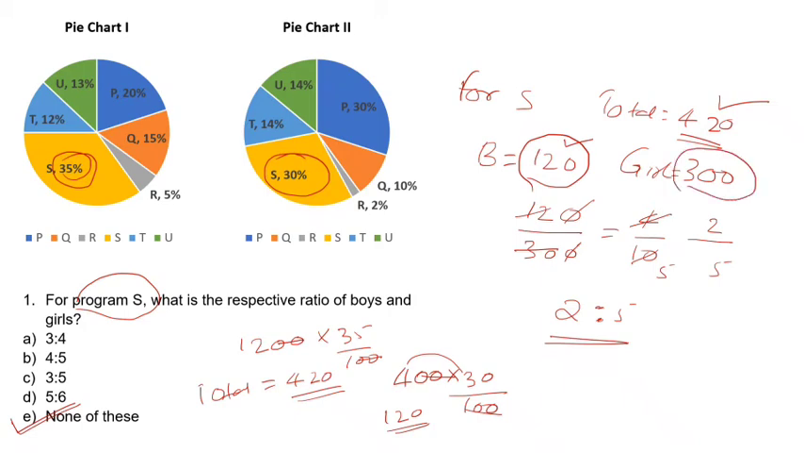Now once you have got boys and girls, you can find the ratio between boys and girls. That is 120 by 300, you get 2:5. Since the answer is not there in the options, you can note it as none of these. I hope you understood. This way you can easily answer all the questions once you understand the given data.